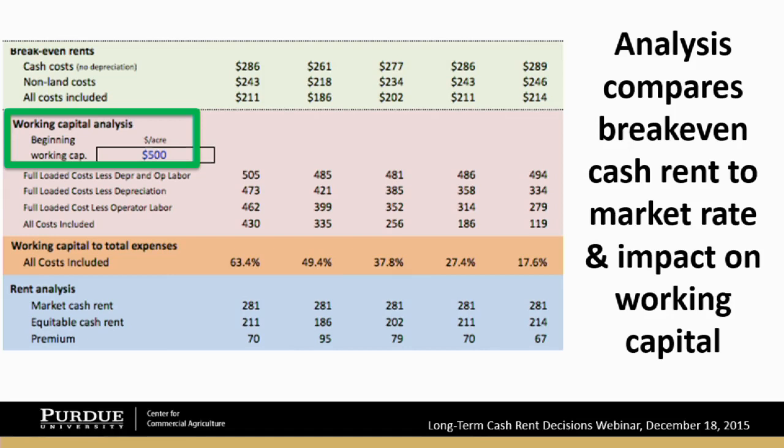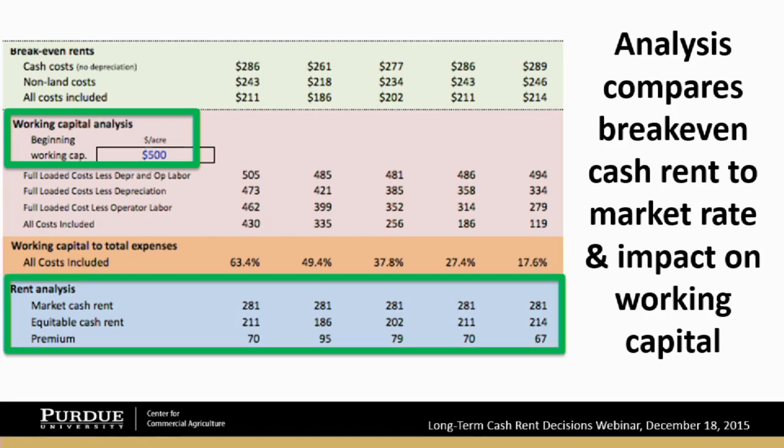The next section is down at the bottom where it says rent analysis, and it brings in the market cash rent that you put in previously. It computes what in the spreadsheet we're referring to as an equitable cash rent, or actually maybe a better term for that would be break-even cash rent per acre. And then the premium is simply, as you indicated a few minutes ago, Michael, the market cash rent minus the equitable cash rent, the premium of how much the market is above the break-even rent year by year. And those numbers are pretty big, at least in this example. And that's unfortunately the situation we're looking at in many cases across the Corn Belt.